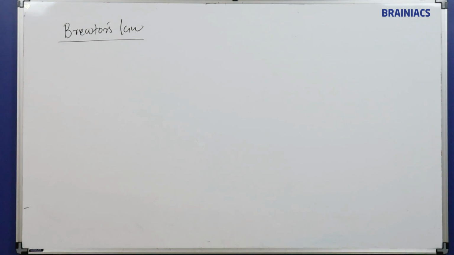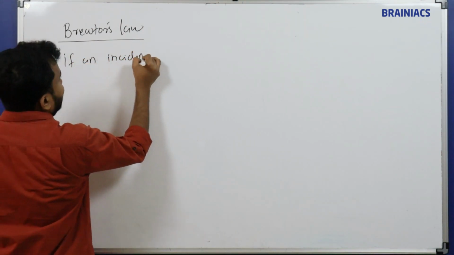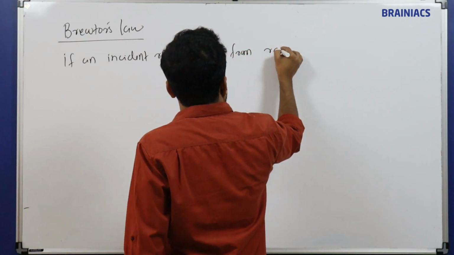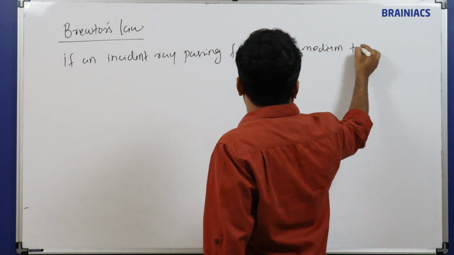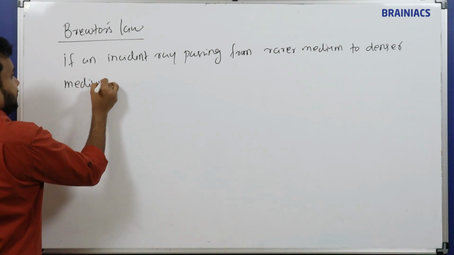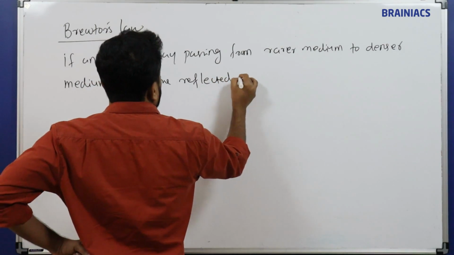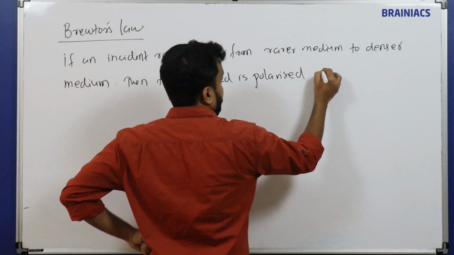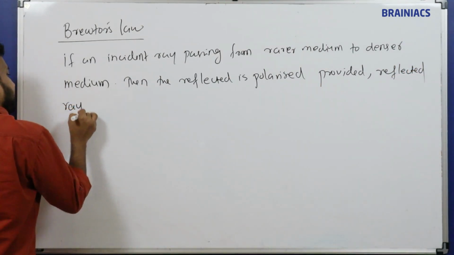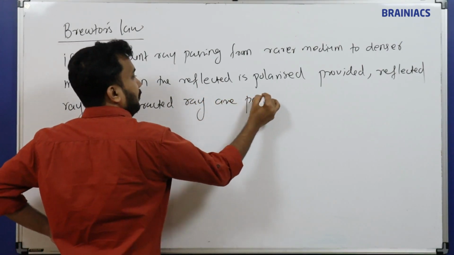It states that if an incident ray passing from rarer medium to denser medium, then the reflected ray is polarized, provided the reflected ray and refracted ray are perpendicular to each other.